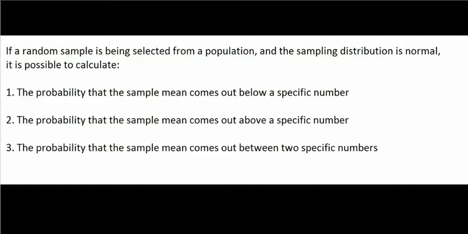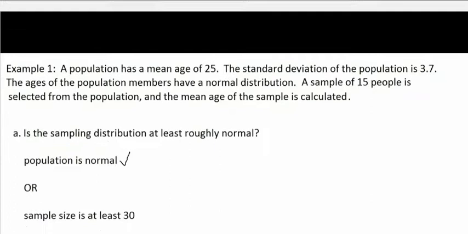So if a random sample is being selected from a population, a random group, and the sampling distribution is normal, meaning the possible samples, it's possible to calculate the probability of the sample mean coming out below a certain number, above a certain number, or between two specific numbers. So notice how we have our same three situations, except now we're focusing on a mean of a group rather than just an individual value. That's really the only difference. So let's look at our first situation here.